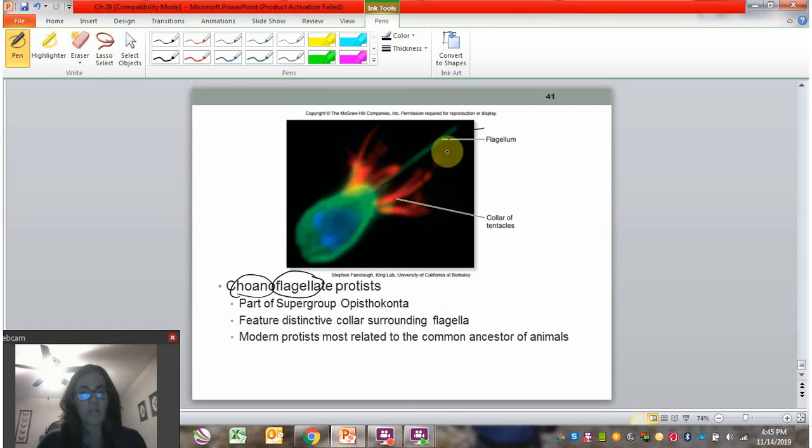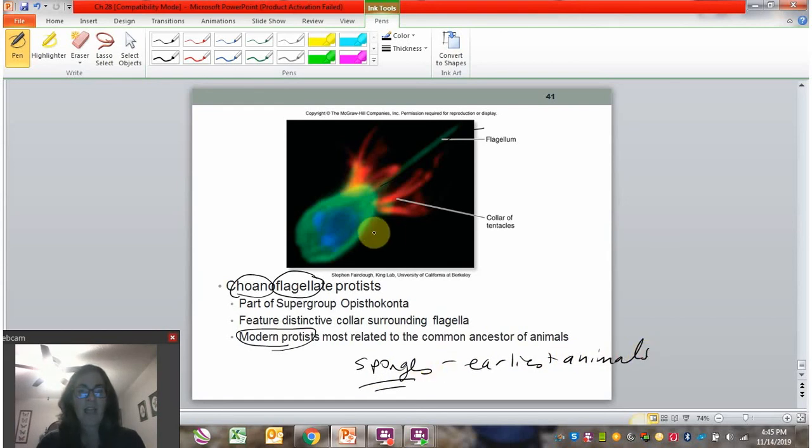They'll actually use the flagellum to create a current, and that can get other cells into this collar of tentacles. And again, the key thing that's interesting about the choanoflagellates is that they're the modern protist most related to the common ancestor of animals. And we'll see this relationship really dramatically when we look at sponges, which are the earliest animals. So we will be able to see the relationship between sponge cells and the choanoflagellate protist ancestors.